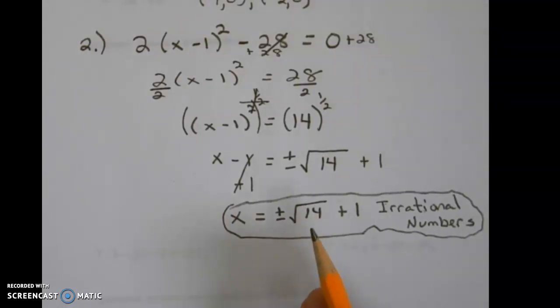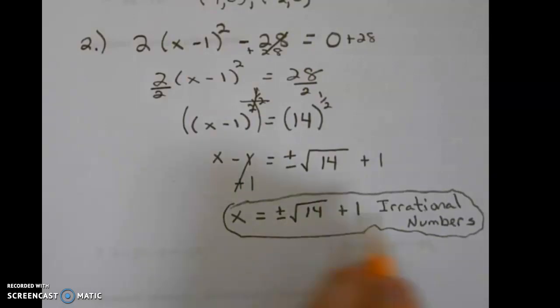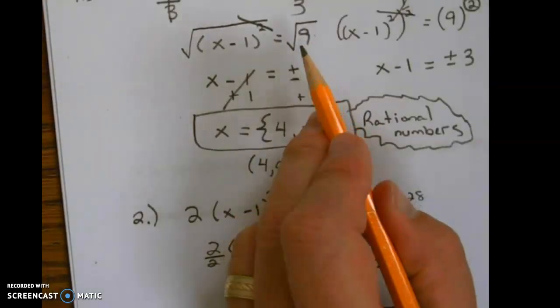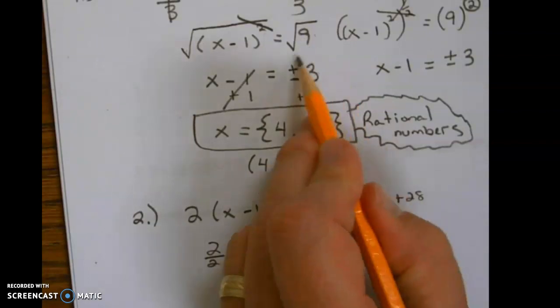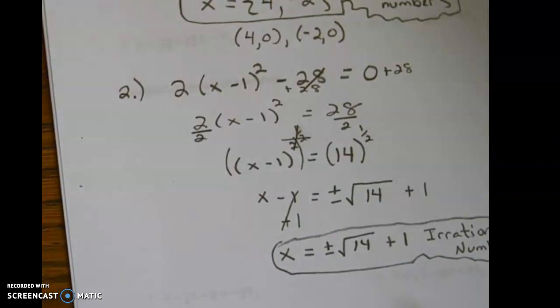So it is irrational. So anytime you have a radical in your answer, I'm going to tell you right now that it's going to be irrational, as long as it's not a perfect square. See back up here, 9 was a perfect square. The square root of 9 became 3. That's a rational number because that's a perfect square. Okay, one more example.